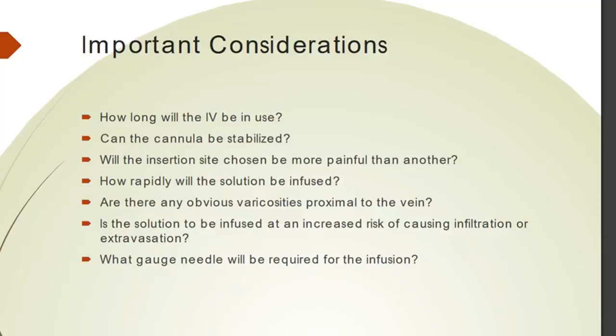And then again, we talked a little bit about the gauge of the needle that will be required for the infusion. That really depends on the location and the patient's venous anatomy. Do they have very small veins that are not going to tolerate a larger needle? And of course, the rapidity of the solution to be infused. So with all that being said, there's a lot that goes into even just the process of choosing what type of IV you want to insert, what type of cannula, what size. So all those things need to be taken into consideration.